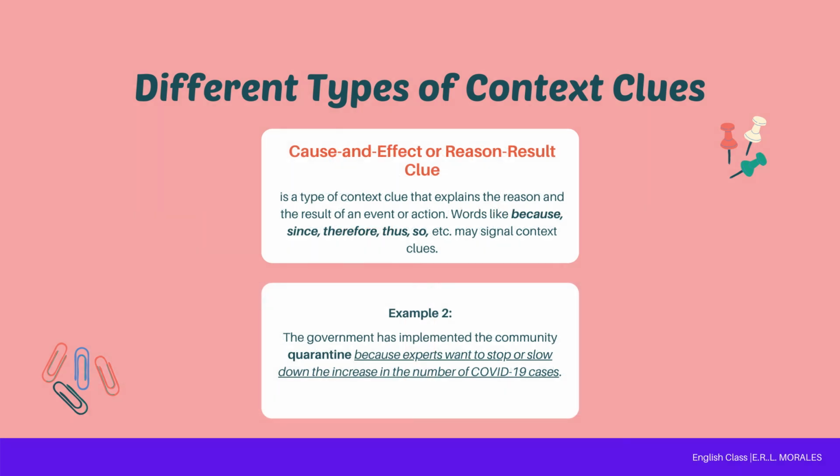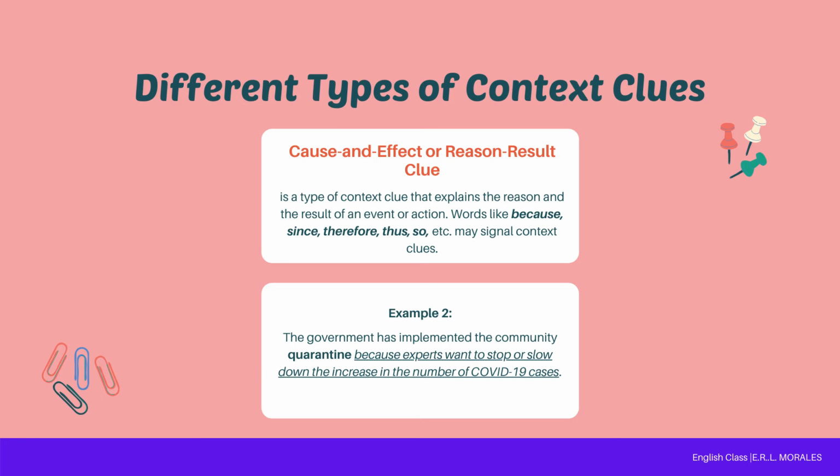So the next type of context clue will be the cause and effect or reason result clue. So this is a type of context clue that explains the reason and the result of an event or action. Words like because, since, therefore, thus, so, and etc. may signal the context clue.